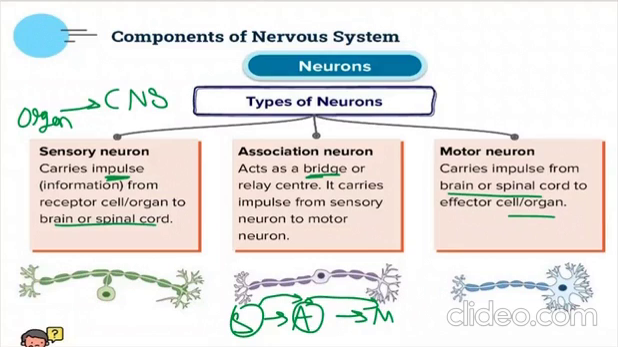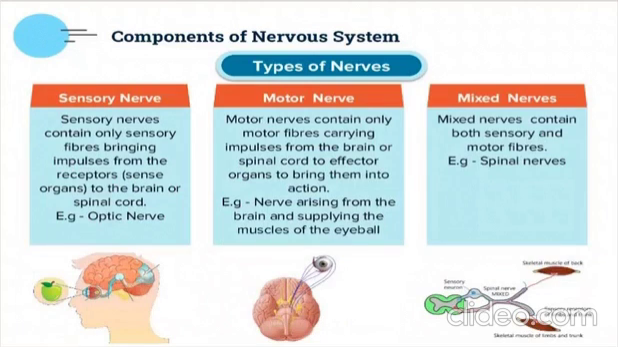So sensory will take the impulse from the receptors and give it to the CNS. Association will connect sensory and motor. And motor is going to get the information from the brain or spinal cord and give it to the organ, whichever is necessary. Okay, those are the types of neurons. Now, there are some types of nerves also. First one, again, sensory, motor, and mixed.